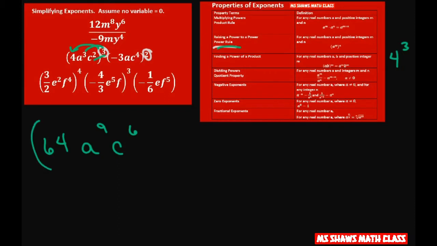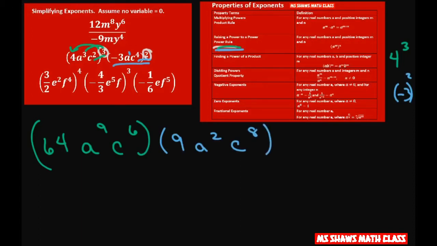So that's that part. The second part is this one. So if you have negative 3 squared, that's positive 9. And then this is 1, so a squared. We're using our power rule. And then you multiply these two, so that's c to the 8th power. Now we have to multiply all these together. And that's going to be using our product rule. So the first thing we want to do is multiply these two numbers. 64 times 9 is 576.